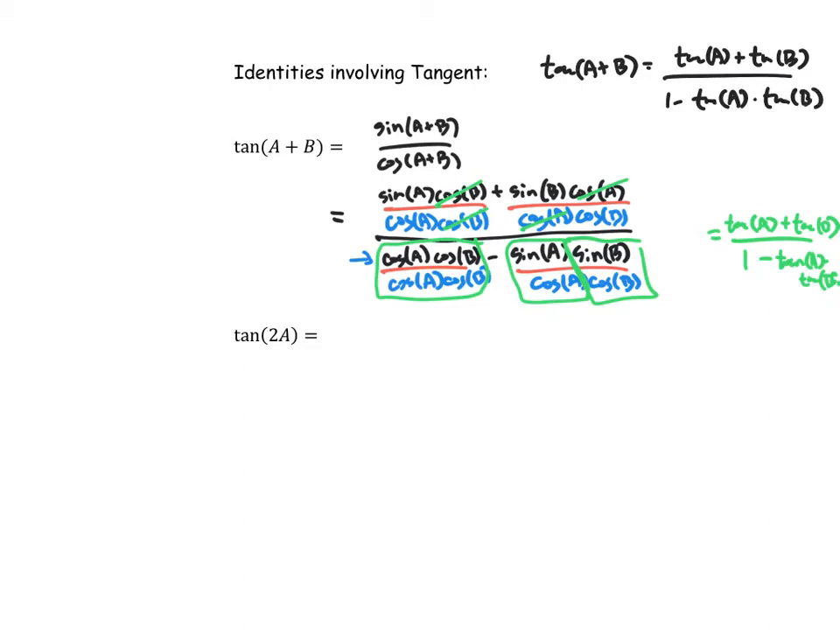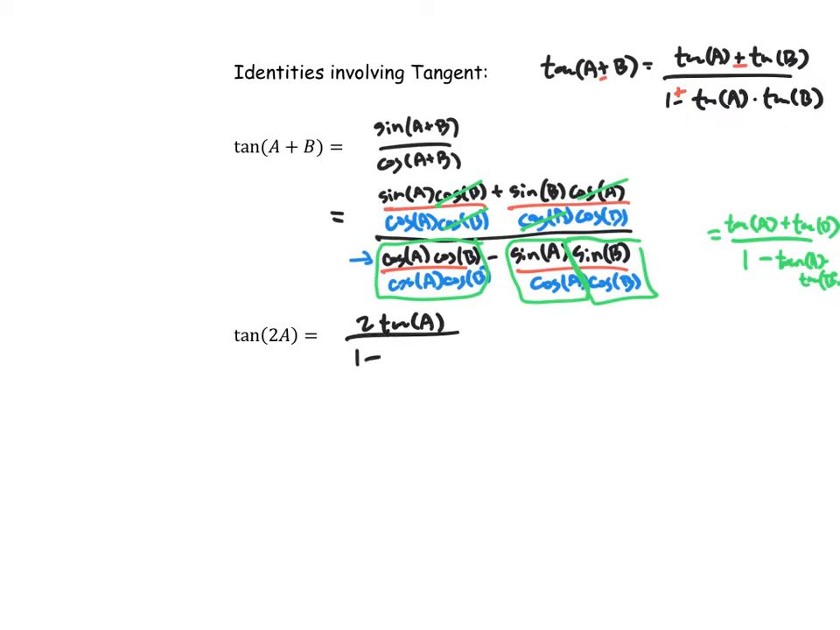Now, if you were to throw a negative in there, that would just change the signs in between on both numerator and denominator. Okay, so tan 2a. Well, tan 2a ends up being, if you were to look up here, if this is a plus a, this would be tan a plus tan a, which is 2 tan a. So 2 tangent of a.